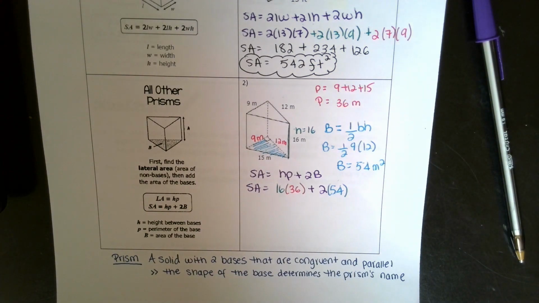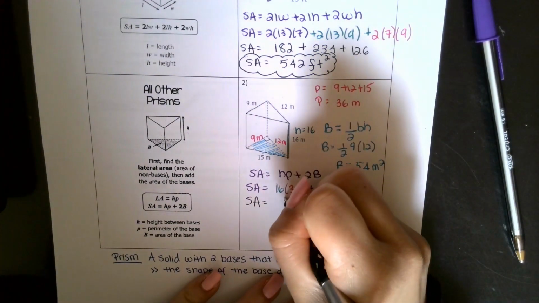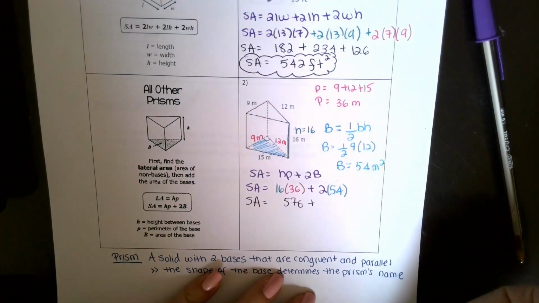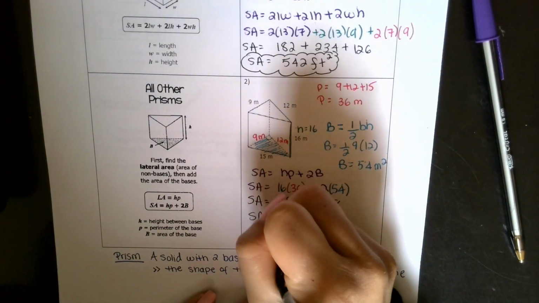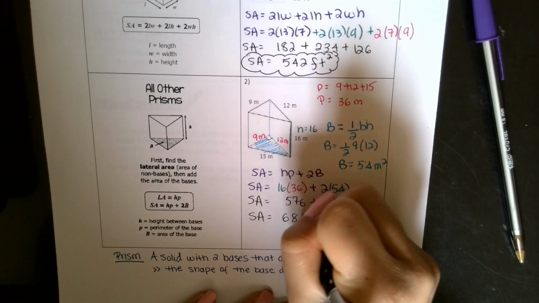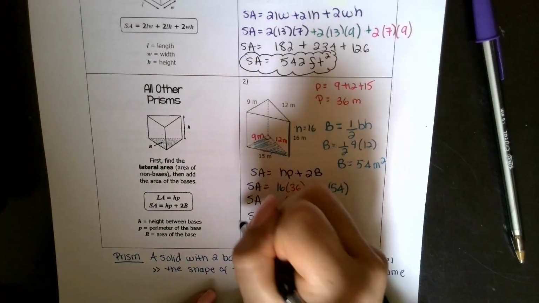And now we're going to go ahead and multiply and combine. So this will be 576 plus 108. So my surface area is going to equal 684 meters squared. It's like we're dealing with surface area.